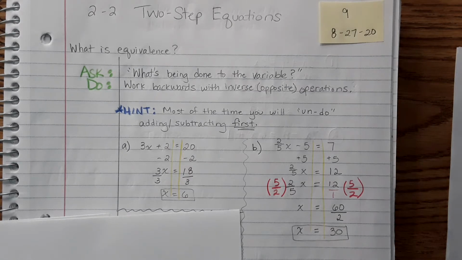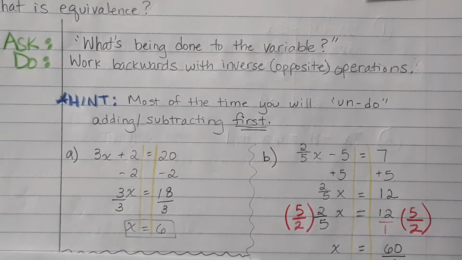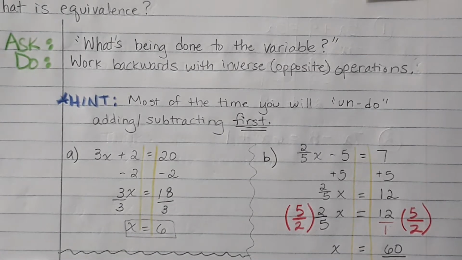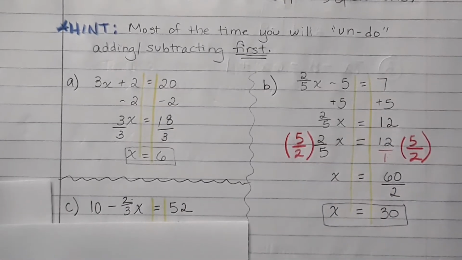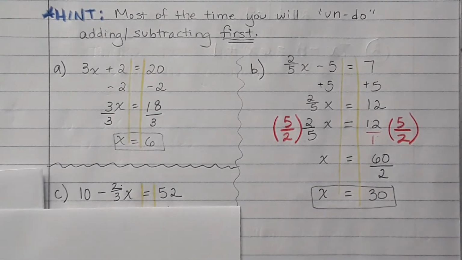This is part 2 of solving two-step equations. We've already gone over examples A and B, and now let's move on to example C. Example C is 10 minus 2/3 x equals 52.